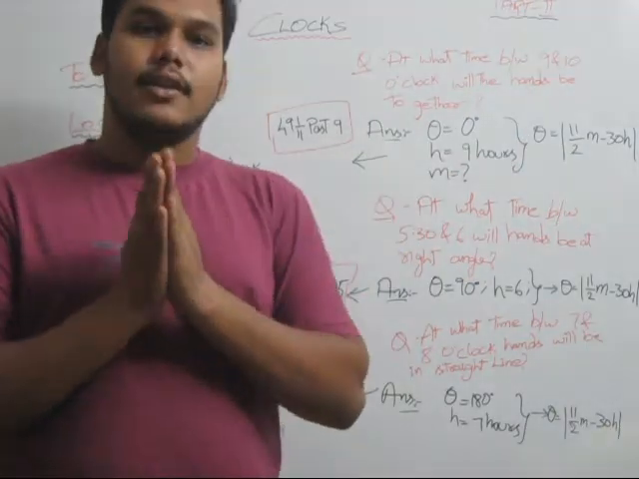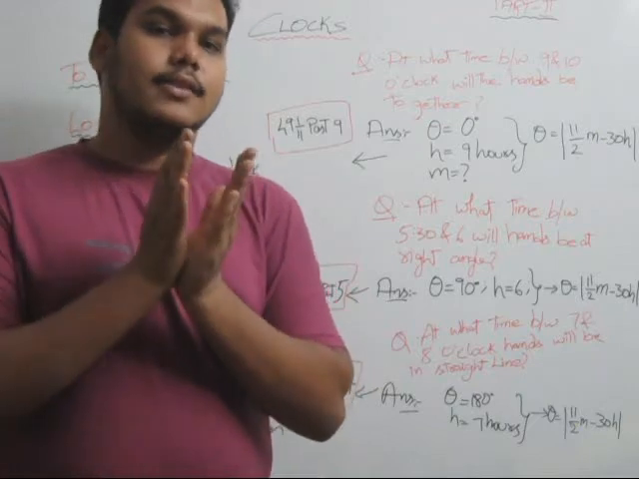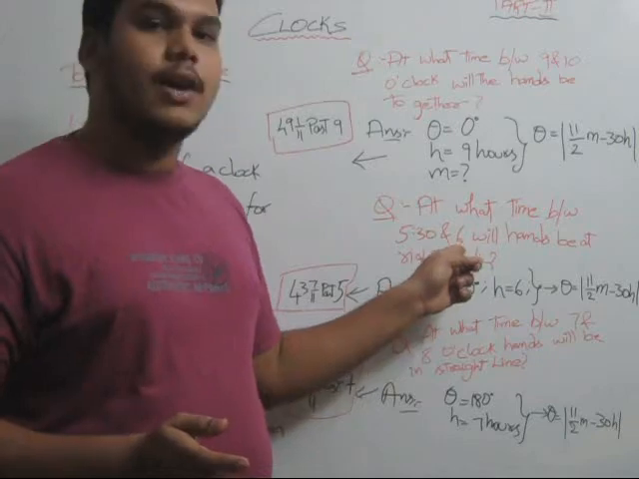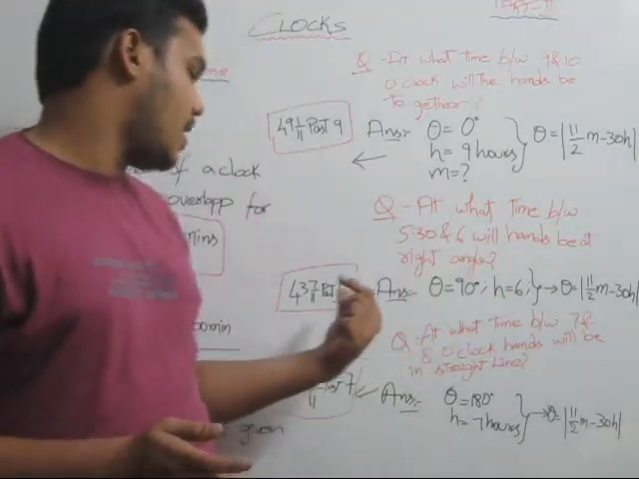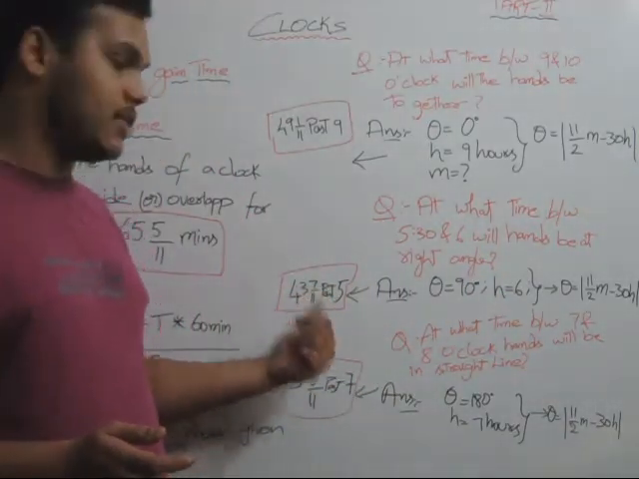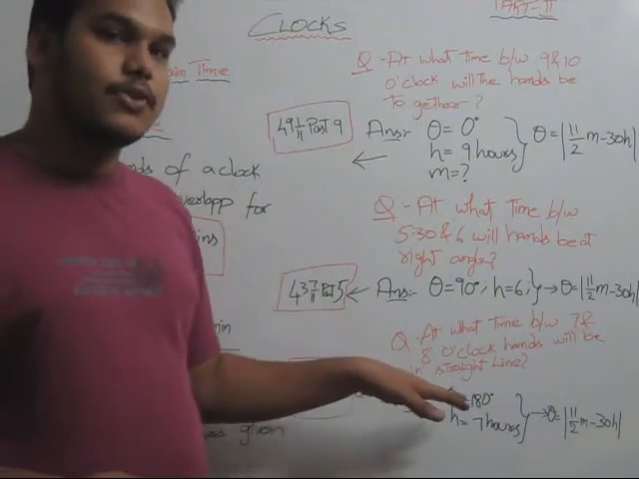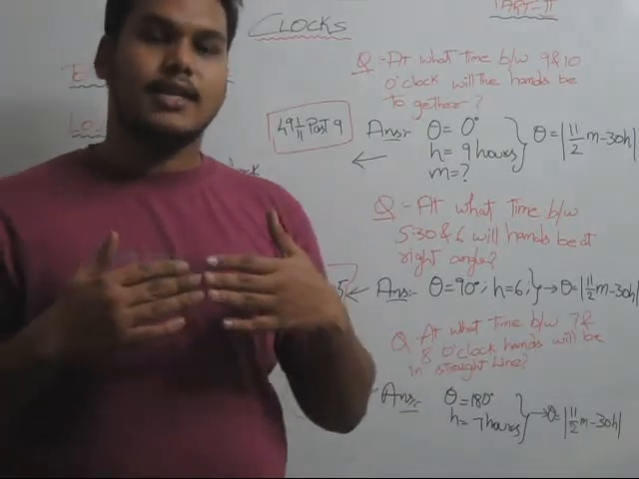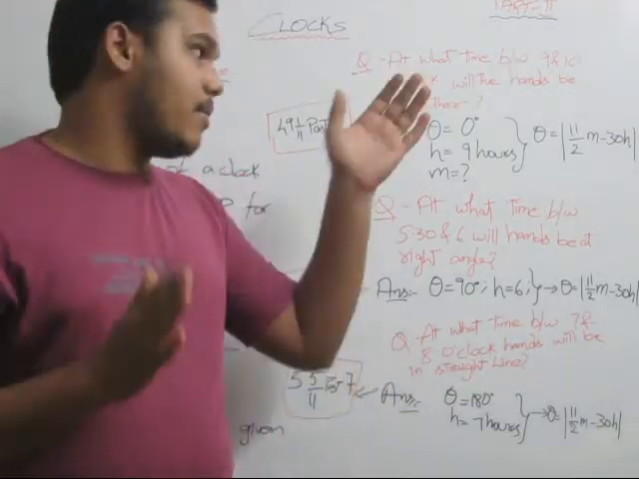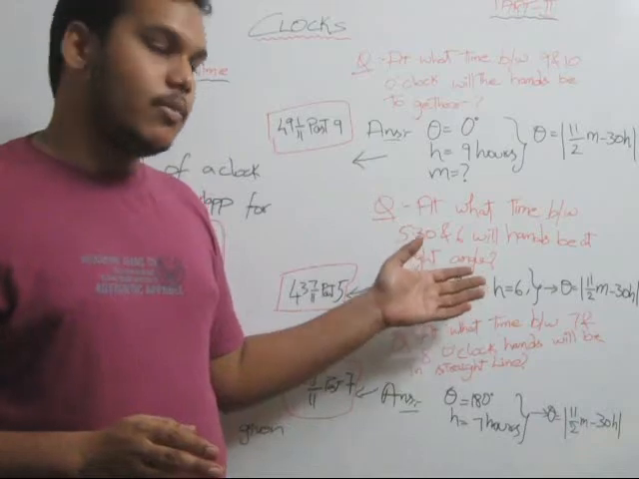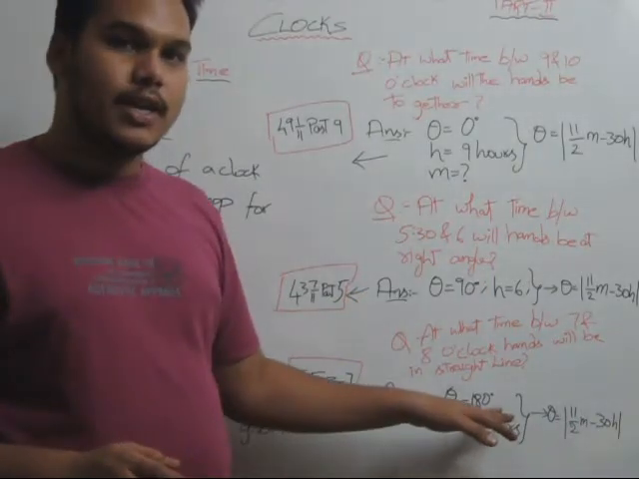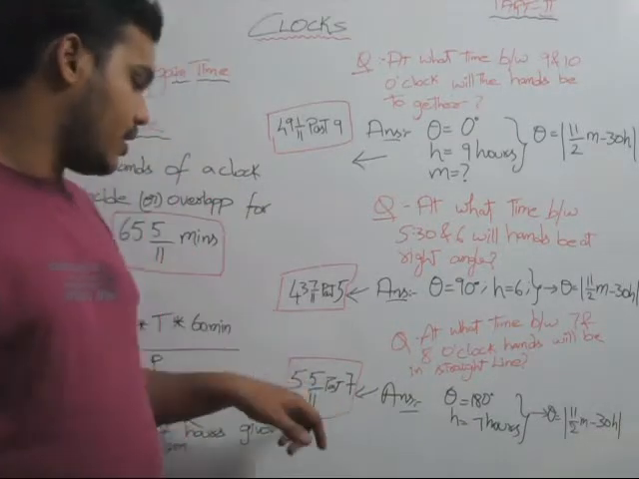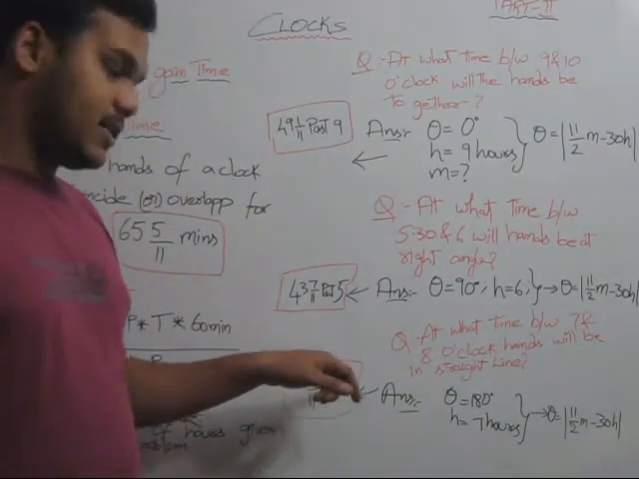Now when the hands are at right angles, simply by substituting the value of theta and keeping the h value as 6, you can get the answer as 43 7/11 past 5. In a similar way, the third question is related to 180 degrees, that is, when the hands are in a straight line. The same pattern as the above two problems: just by substituting 180 degrees in place of theta and the value of h as 7 hours, you can get 5 5/11 past 7.